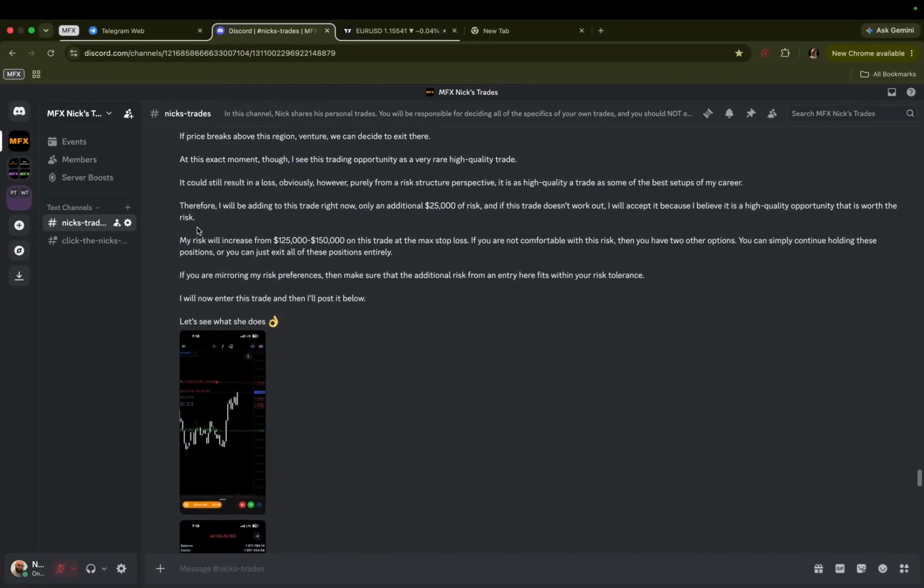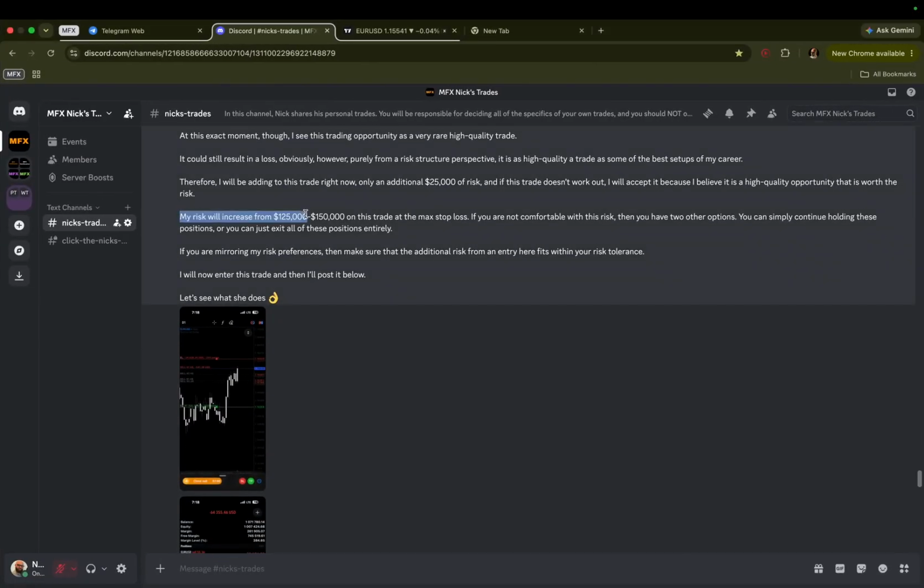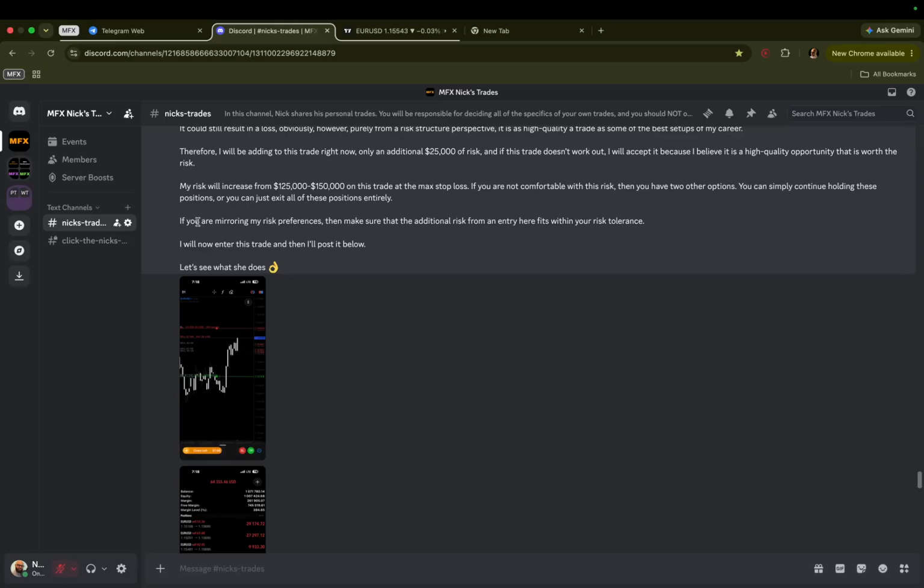So I said, my risk will increase from $125,000 to $150,000 on this trade at the max stop loss. And I even put for those of you who follow my Discord, if you're not comfortable with this risk, then you have two other options. You can simply continue holding these positions, or you can exit all these positions entirely. If you are mirroring my risk preferences, then make sure that the additional risk from an entry here fits within your risk tolerance. I will now enter this trade and then I'll post it below.